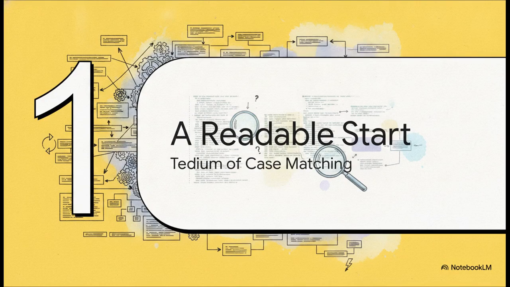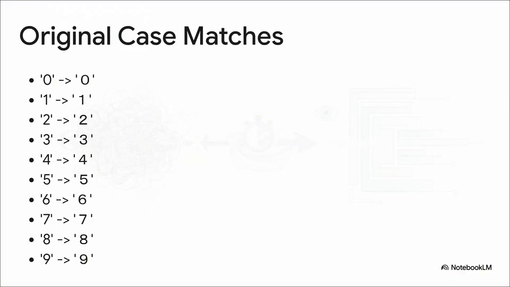Section 1. A readable starting point. The tedium of case matching. Okay, let's set the stage by looking at how this conversion was initially handled, and why it felt so safe, yet ultimately proved so inefficient. Take a look at this list. This represents the original function. It used 10 distinct pattern matching cases. It literally went down the line: if the character is a standard 0, map it to a full width 0. If it's a 1, map it to a full width 1. If 2, then 2. All the way up to 9, with a final fallback just returning the original character if it wasn't a number.